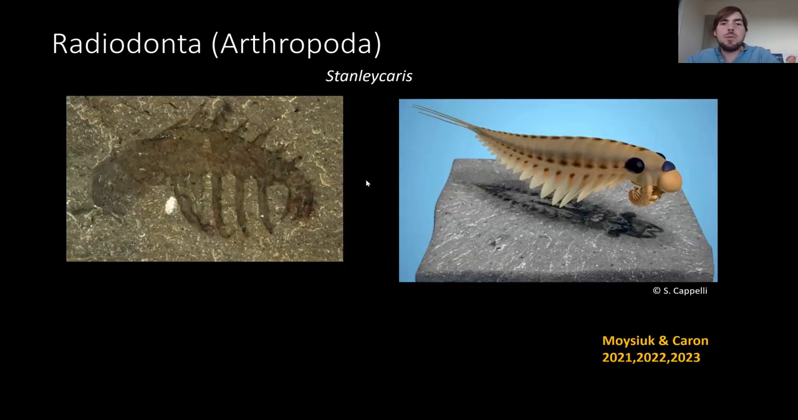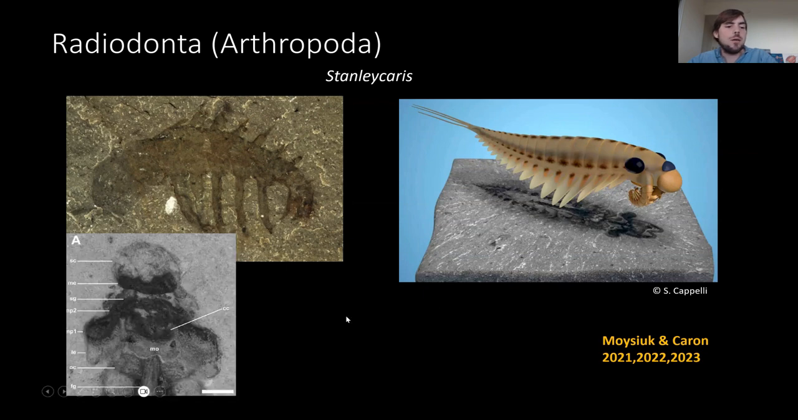So now we have, for example, Stanley Caris. Stanley Caris is probably the best well-known radiodont from the Cambrian period, thanks to the works of Joe Mosiak in the last years. What we first knew of Stanley Caris was only its isolated appendage in 2010, and nowadays we have a full reconstruction of its body.